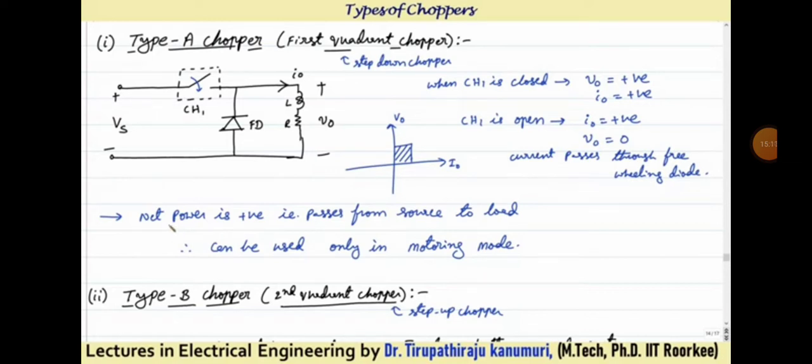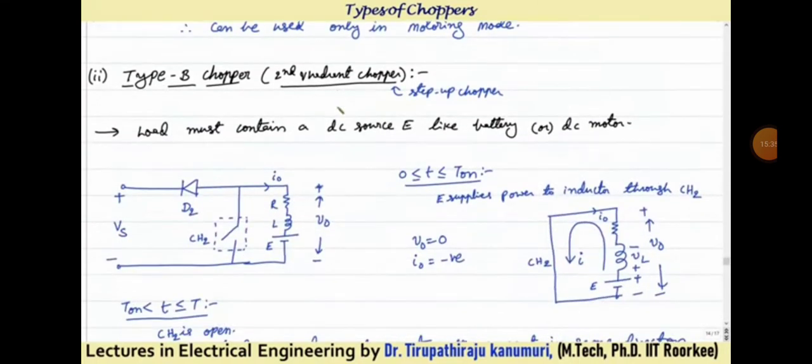That means we can tell that the source always supplies power to your load. Only one way transmission is there. So that's why this can be used only for the motoring mode. It can be used only as a load. Power cannot be supplied back. The formulas and how to calculate these things are already discussed in the step down chopper topic. If you want the detailed analysis of the formulas, please refer there.